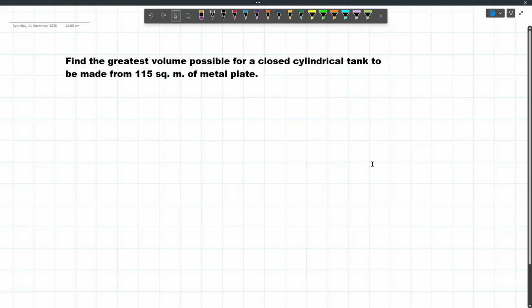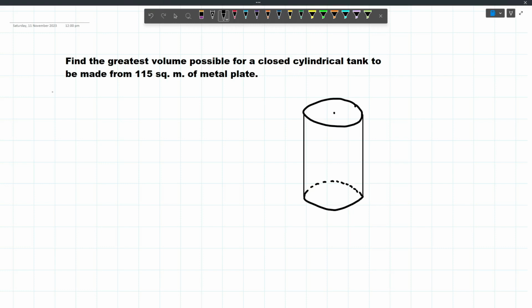In this video, let's solve a maxima-minima problem that involves differential calculus. Now, we have to find the greatest volume possible for a closed cylindrical tank to be made from 115 square meters of metal plate. And so let's draw our figure. Now, let's label this as the height. And then this will be the radius.